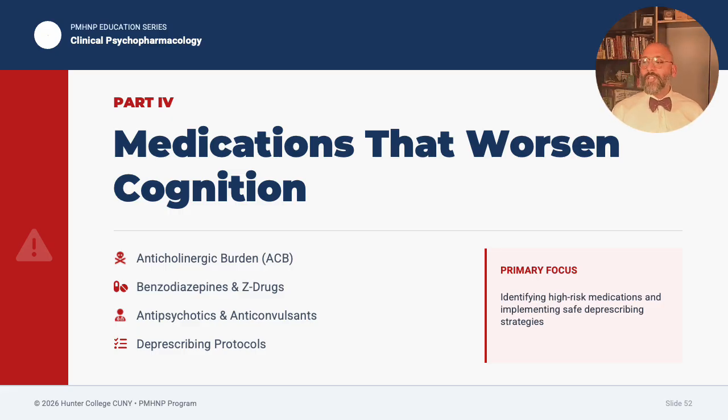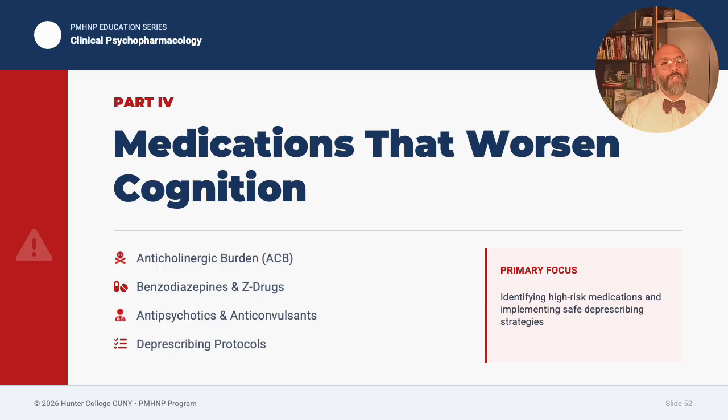The first is going to be anticholinergic burden, one of the most common and preventable causes of medication-induced cognitive decline. Second, benzodiazepines and Z drugs, which impair memory, attention, balance, and sleep architecture, and dramatically increase fall and delirium risk in older adults. The third are the antipsychotics and anticonvulsants, which may be necessary in limited situations, but often worsen cognition, sedation, and mortality when used chronically without clear indication.